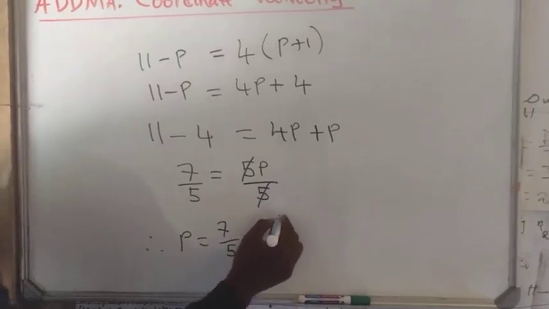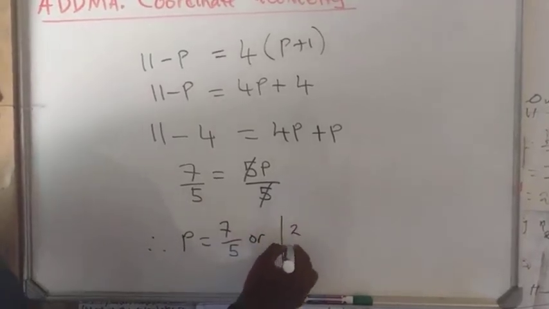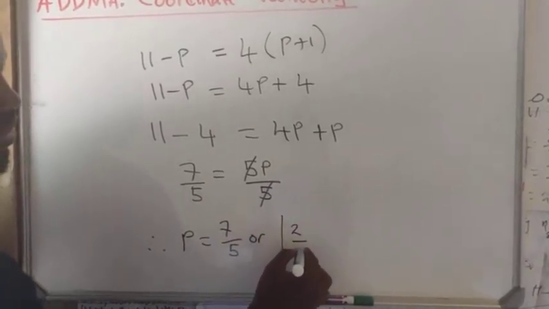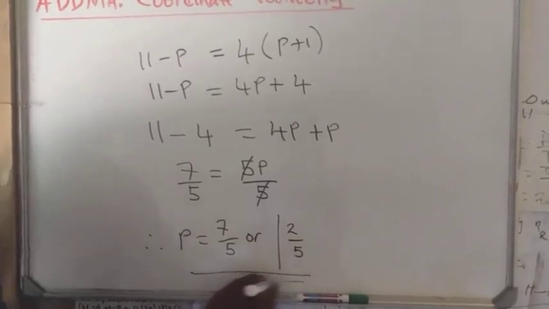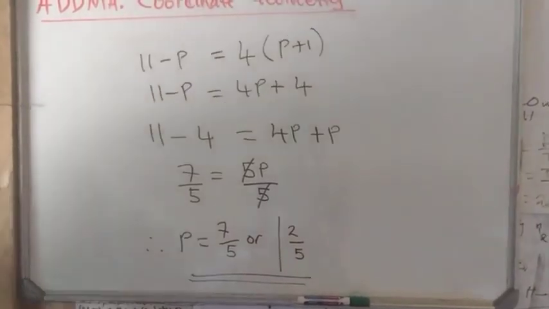5 into 7 is a what? A 1. Remainder 2 over 5. So this is how best we can find the value of what?